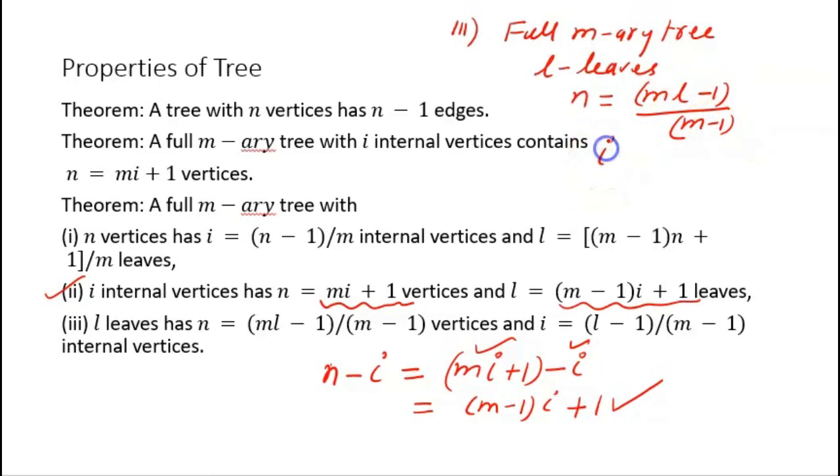So how many internal vertices will be there? Internal vertices will be total number of vertices, that is (m into L minus 1) by (m minus 1), minus total L leaves. So if you simplify this expression, you will get the internal vertices as this. So you should not get confused with these results. The only fundamental result here is that if there are I internal vertices, then total number of vertices will be this, and if I subtract the internal vertices from the total, I will get the number of leaves.